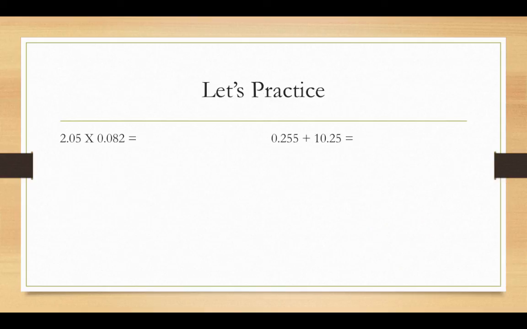All right, let's try 2 problems and see how you're doing on this. 2.05 times 0.082. When I put that into my calculator, I get 0.1681. Should I just write that number down?